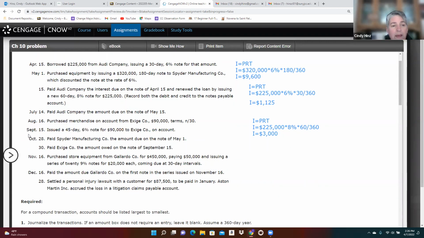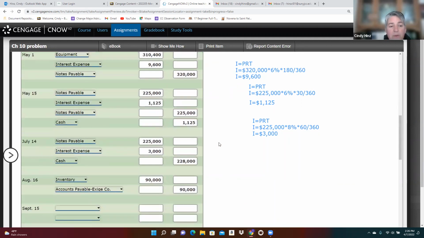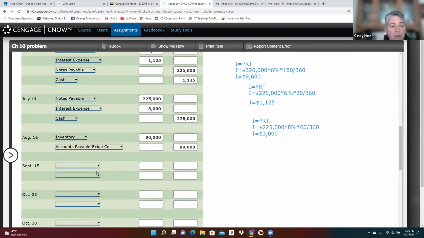But what happens? On September 15th, for whatever reason, we're not prepared to pay Exige that $90,000. Maybe we don't have it, or we have some other use for that money. And so instead, we ask Exige to extend our payment due date, and we agree to pay 6% interest. So give us 45 days more, and we'll be glad to pay you the full amount along with the interest. So on September 15th, we move that liability out of accounts payable and into notes payable.